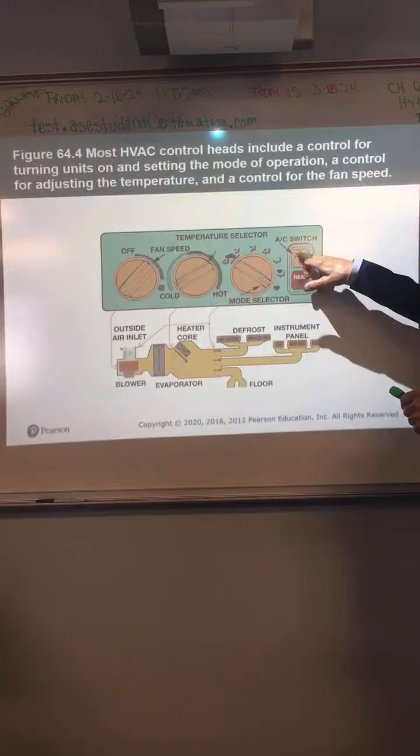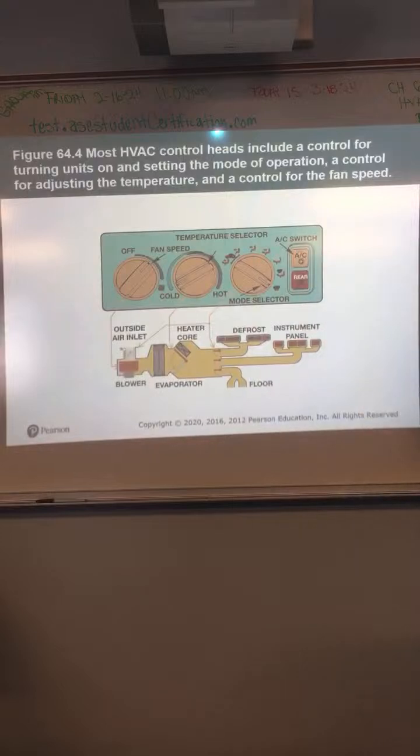This snowflake button has to be lit up. There's a little LED right here. It tells you if it's on or off, right? So if it's not blowing cold and you got all the settings where it should be, make sure that that snowflake button is in or the compressor won't work and you won't have cold air, okay? A lot of them need that button to be highlighted.